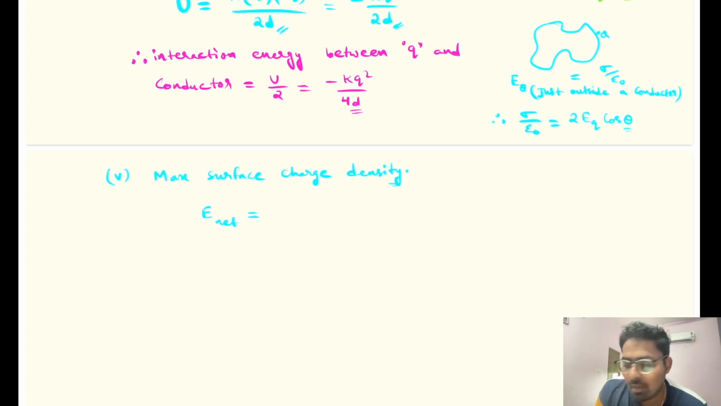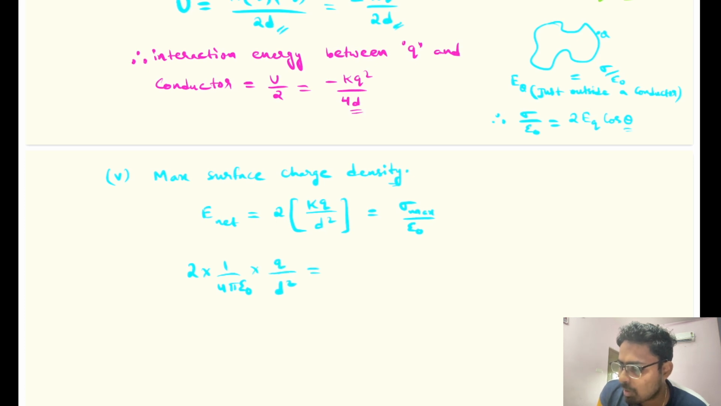So what's the net electric field? It is at a distance of D. Because of the plus charge and the minus charge, it will be doubled: 2 into kq by d square. This electric field I'll equate to sigma max by epsilon naught. So 2 into 1 by 4 pi epsilon naught into q by d square equals sigma max by epsilon naught. Then the epsilon naught will get cancelled.